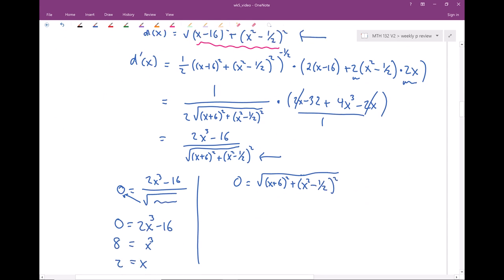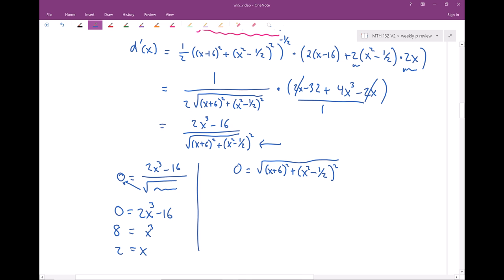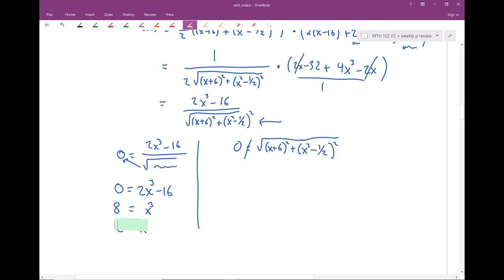So, is there any way that you can make this equal to 0? No, because the point's not on the curve. So this doesn't happen. And likewise, there's no way to make that negative. So that's to say that our only critical point is when x is equal to 2 here.